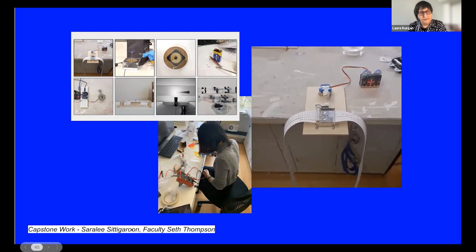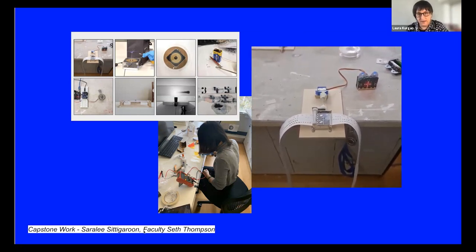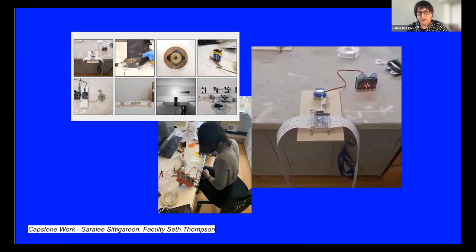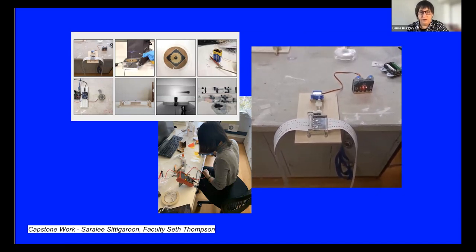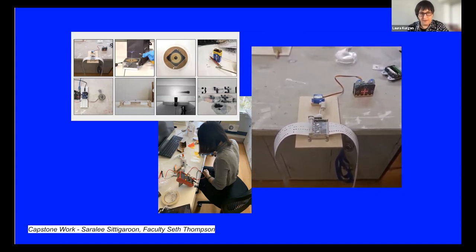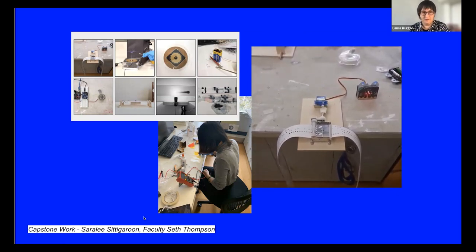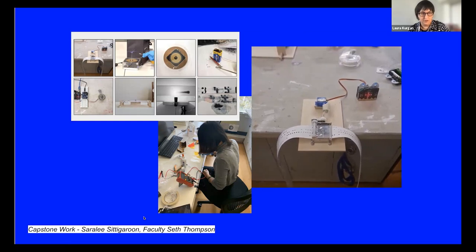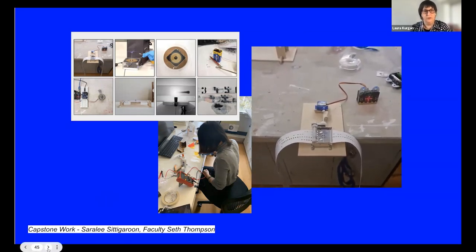This is Sarah Lee Sitagaroon, and her advisors were Seth Thompson and Dan Taeyang. And she designed a clock, which really took into account very different kinds of time cycles to do with habits, to do with her gender, to do with all kinds of things. It was really super interesting work.